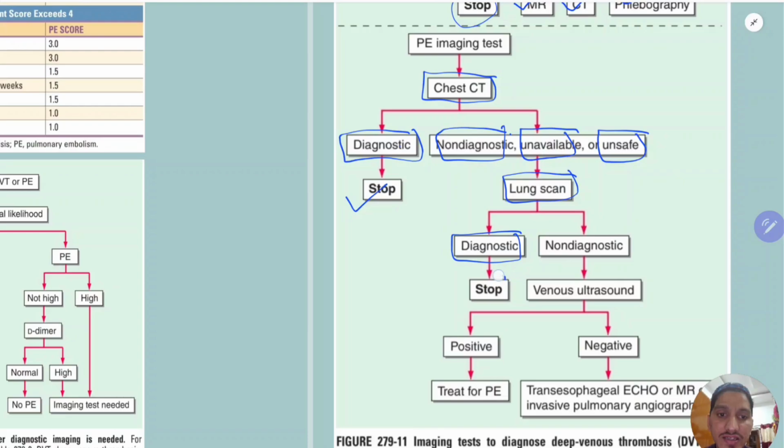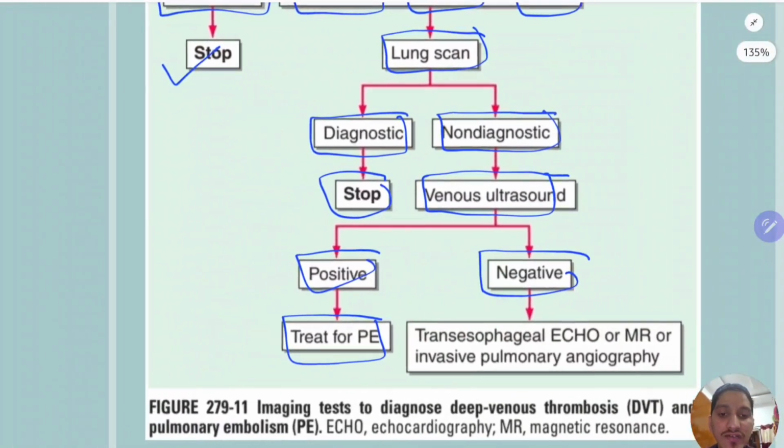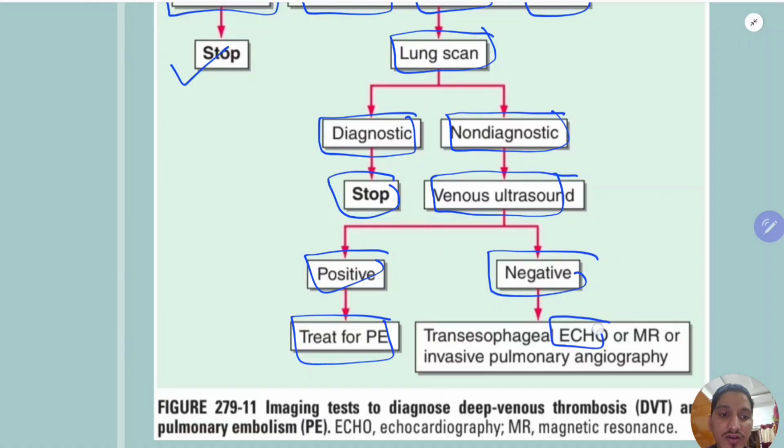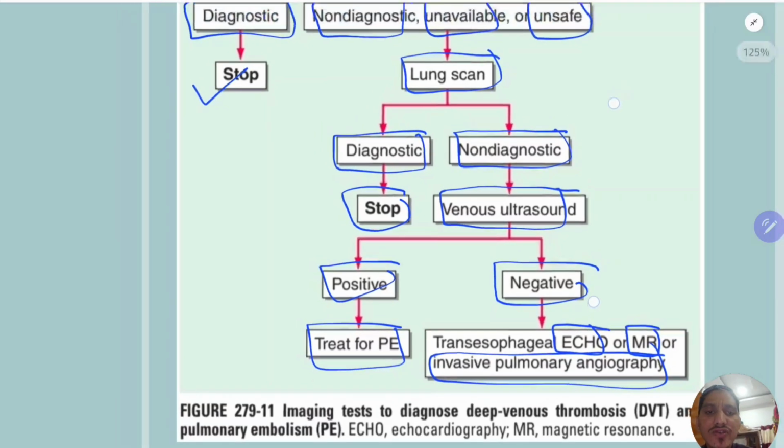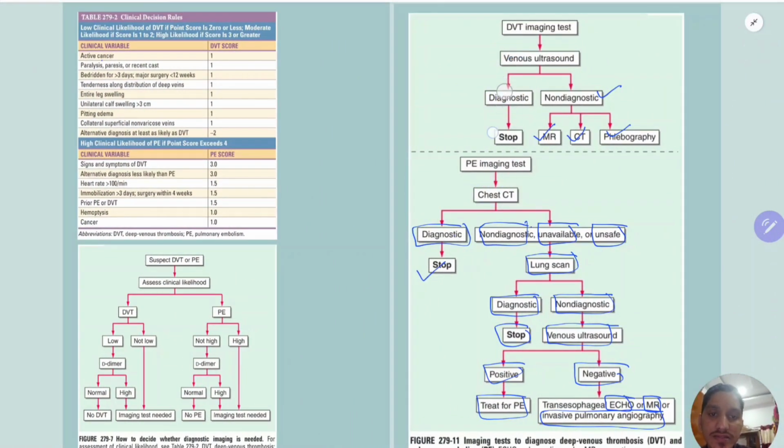If chest CT is diagnostic, then stop. But if it is non-diagnostic, or if it is unavailable or unsafe, then you go for lung scan. If lung scan is diagnostic, then stop. If lung scan is non-diagnostic, then go for venous ultrasound. If venous ultrasound is positive, then treat for pulmonary embolism. If venous ultrasound is negative, then again you investigate more. You will go for transesophageal echo, MR venography, or invasive pulmonary angiography, because the risk is high. So I said Wells score matters more here than investigations. If Wells score is high, then you go on doing investigations till you find the clue.